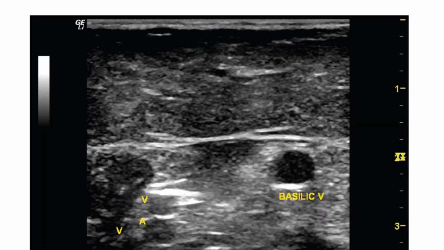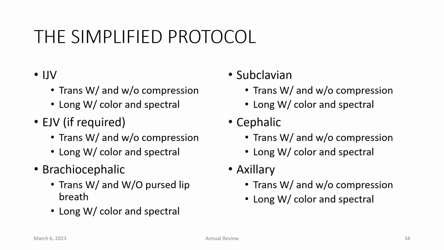Okay, so here you see that basilic vein. It's a larger vein. It has no accompanying artery, and you likely will have two of these. Now, here you see the ulnar veins. Here's the basilic. Ulnar veins have an artery. Basilic does not. Basilic is larger.